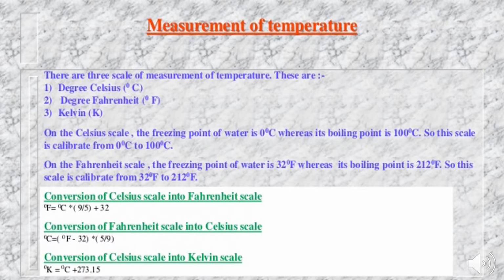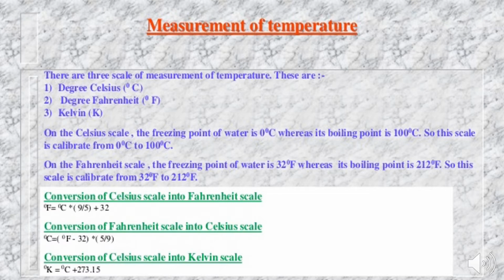There are 3 scales of measurement of temperature. These are degree Celsius, degree Fahrenheit and Kelvin. On the Celsius scale, the freezing point of water is 0 degrees Celsius, whereas its boiling point is 100 degrees Celsius. So, this scale is calibrated from 0 degrees Celsius to 100 degrees Celsius.